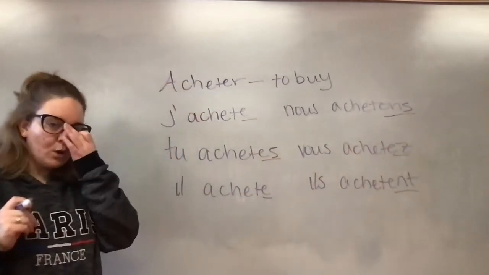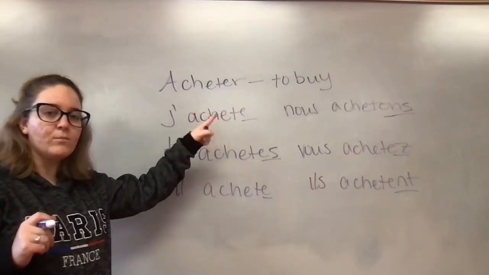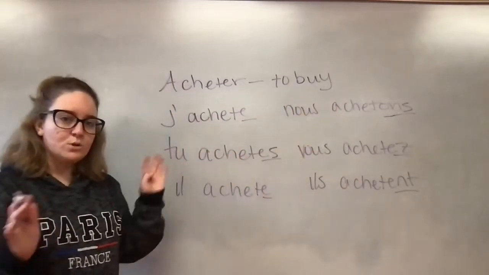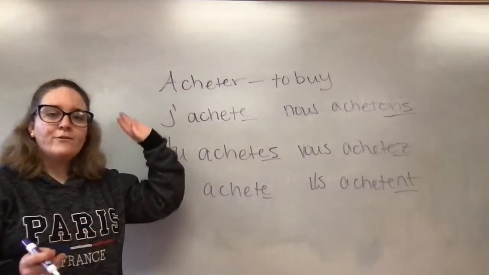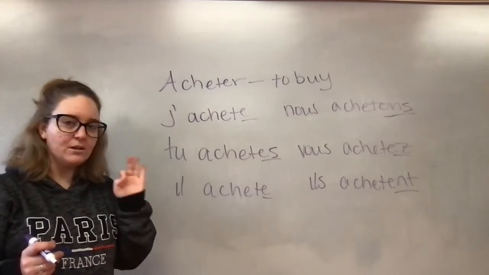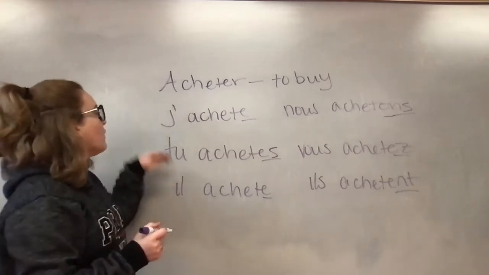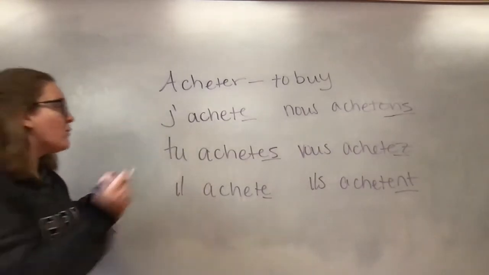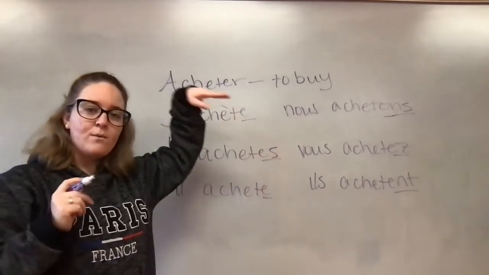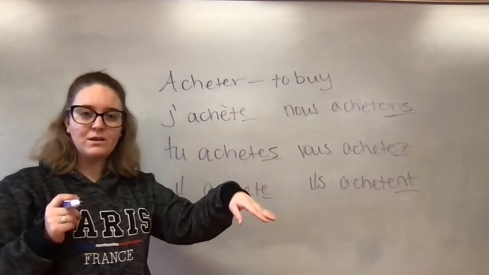I've underlined our endings, so you can see that our endings are exactly the same as a regular verb: E, ES, E, ONS, EZ, ENT. So we're starting there. Now, for acheter, the spell change happens with an accent mark that is added in certain forms. Not all of the forms, just some of them. For the je form, we add an accent grave. Remember, we differentiate our accents depending on the kind of sound that is being made.